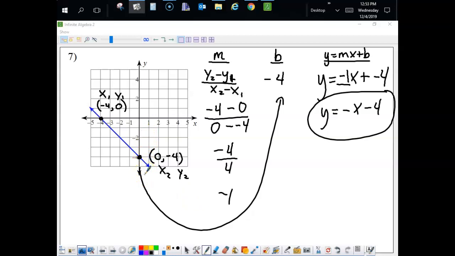Wait, where'd you get -4? Where did I get -4? Yes. I drew an arrow from it, see?